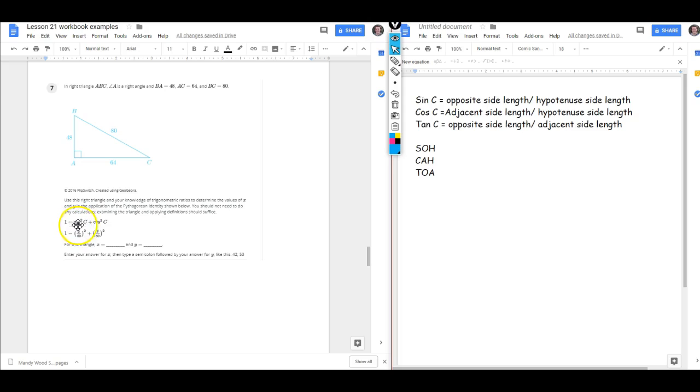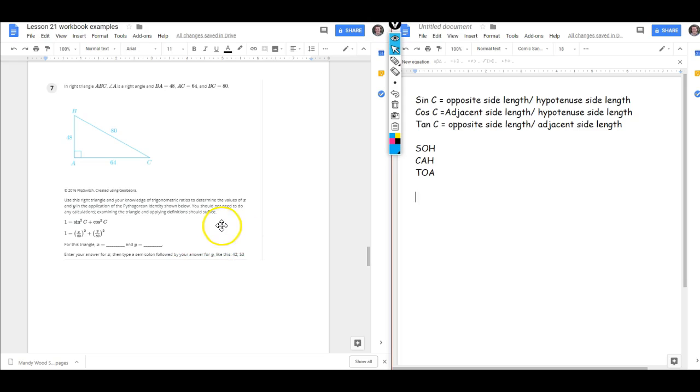So 1 equals sine squared C plus cosine squared of C. That is the Pythagorean identity. That is what they're talking about. The next one is 1 equals x over 80 squared plus quantity of y over 80 squared. So for this triangle, x equals blank and y equals blank.